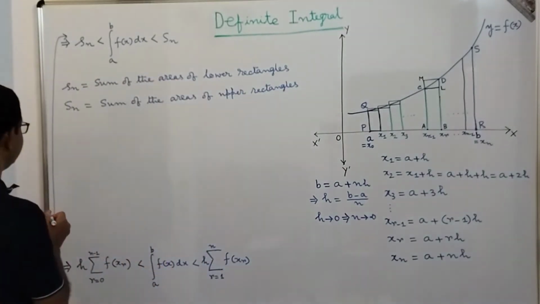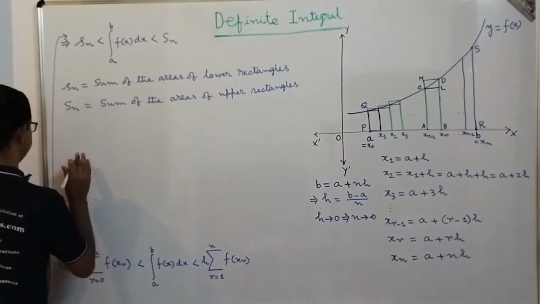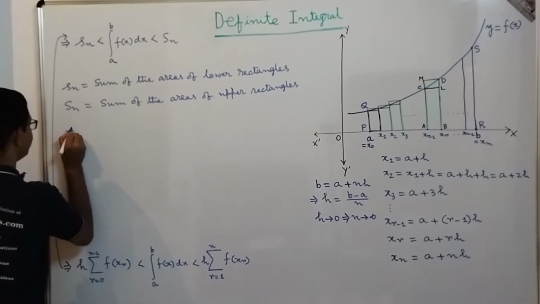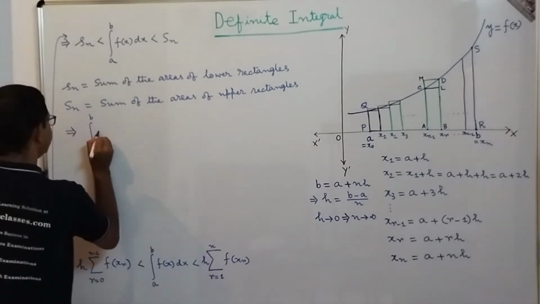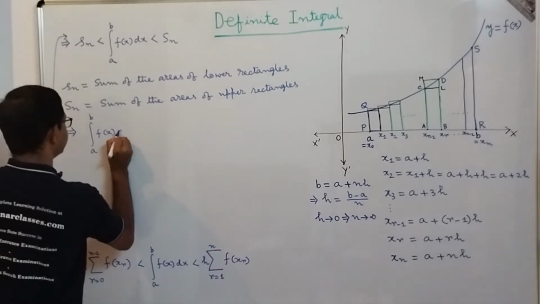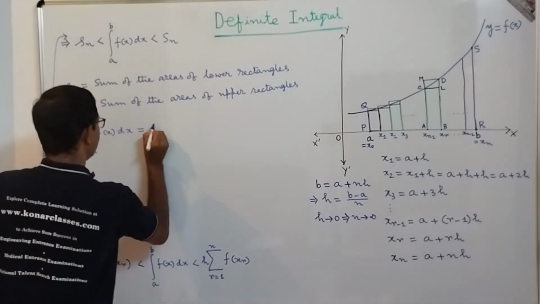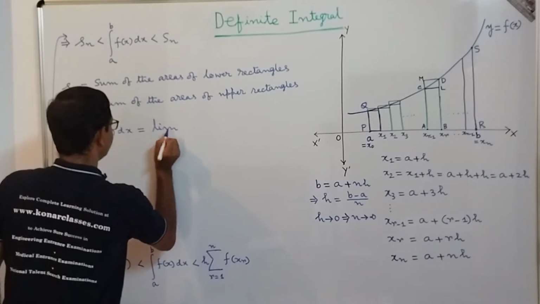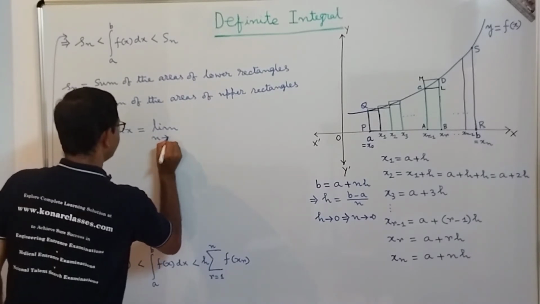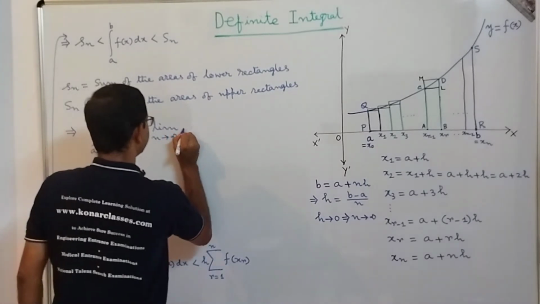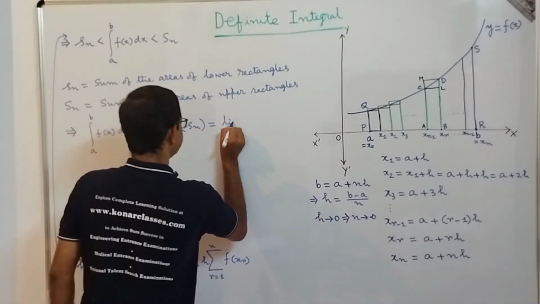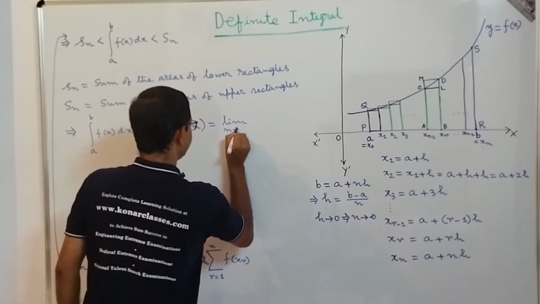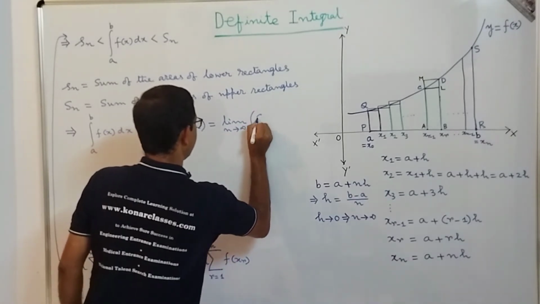So what we can say, dear students? From here we can say that the integration a to b f(x) dx is equal to the limit of n tending to infinity of small sn, which is also equal to the limit n tending to infinity of capital Sn.